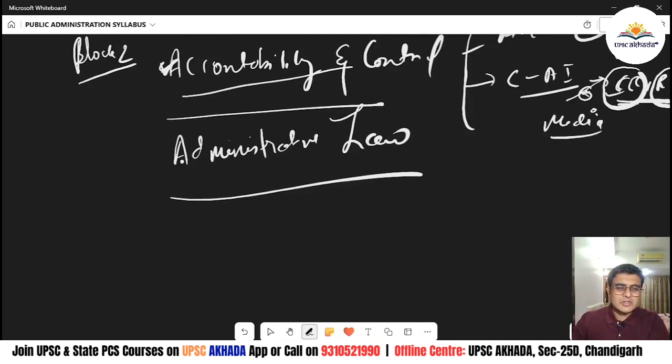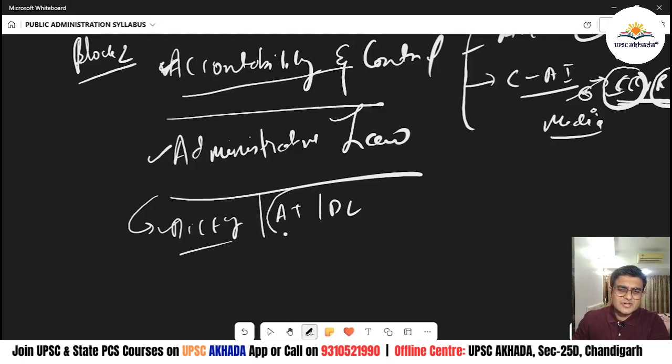Again, this is also not a very difficult chapter. It includes basically the concepts of administrative law, etc. Further, one thinker you would be studying in this is Dicey. Dicey is associated with Droit Administratif. And yes, administrative tribunals, delegated legislation, etc. are also included in this chapter.